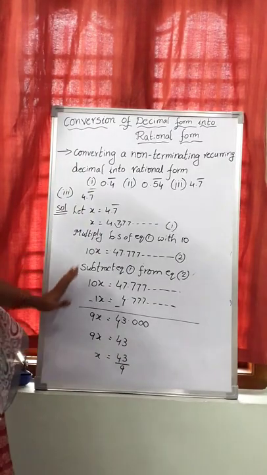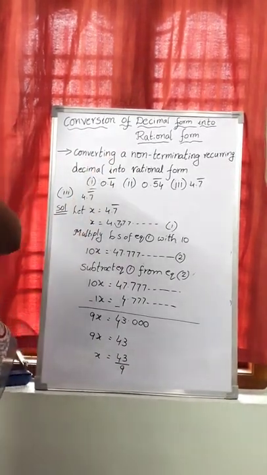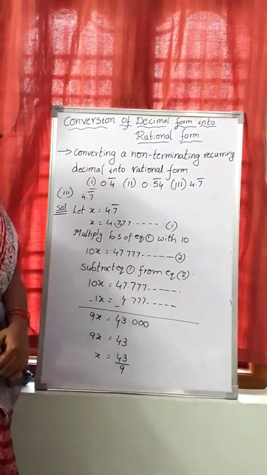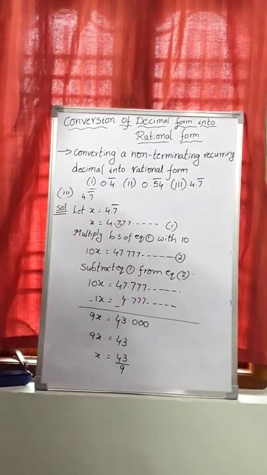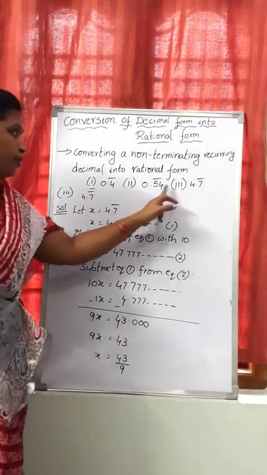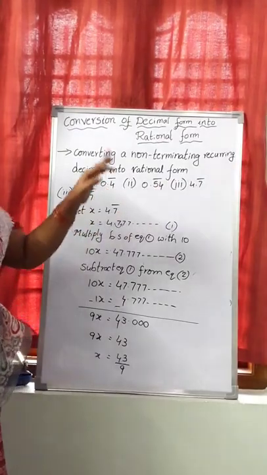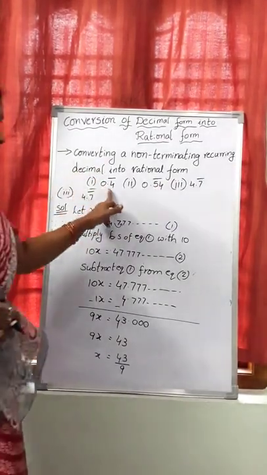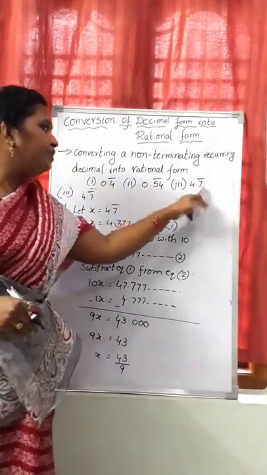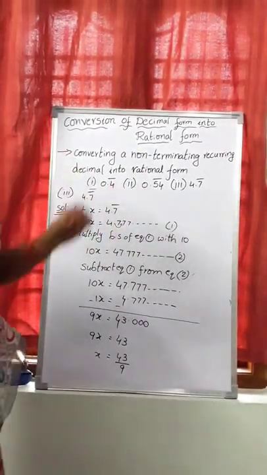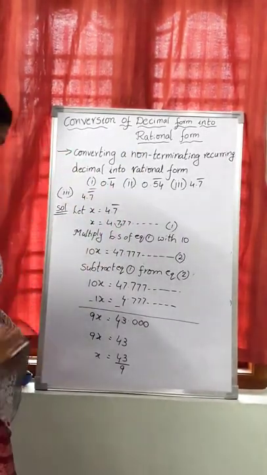So in this way we can convert any of the non-terminating recurring decimals into the rational form. Okay, now see one more example. In these cases, if you are observing, every number in the decimal part is a recurring part here. Is it correct or not? Now see one more example.